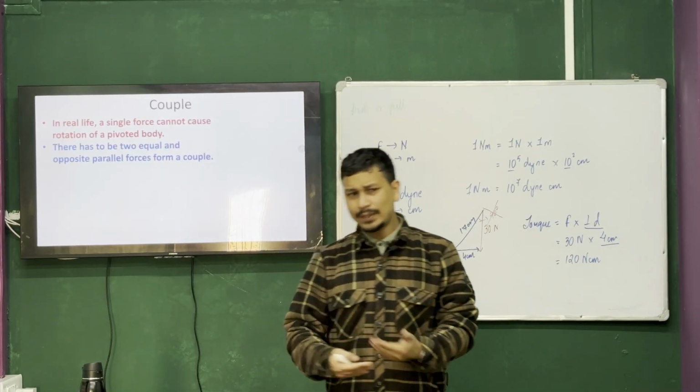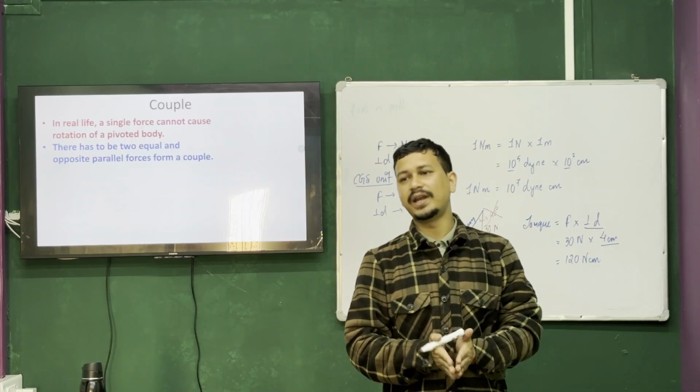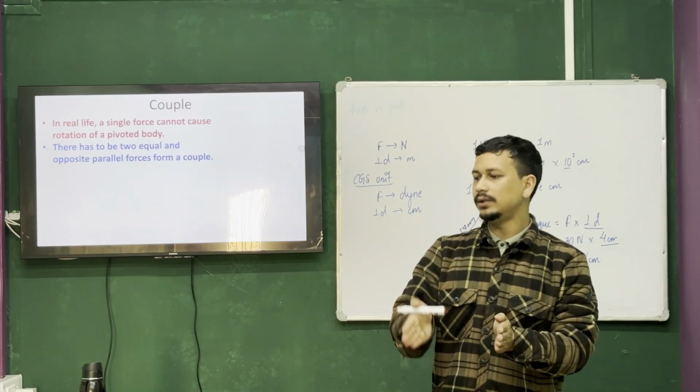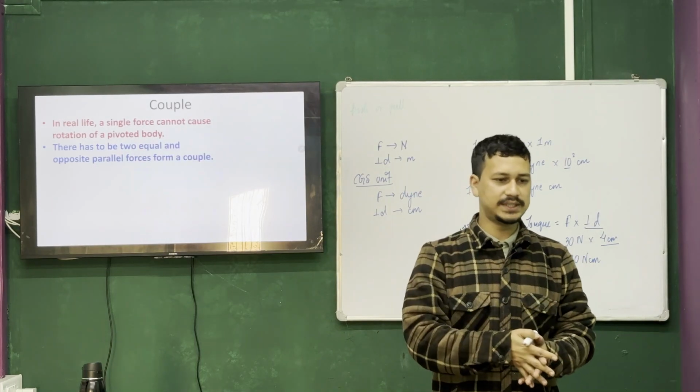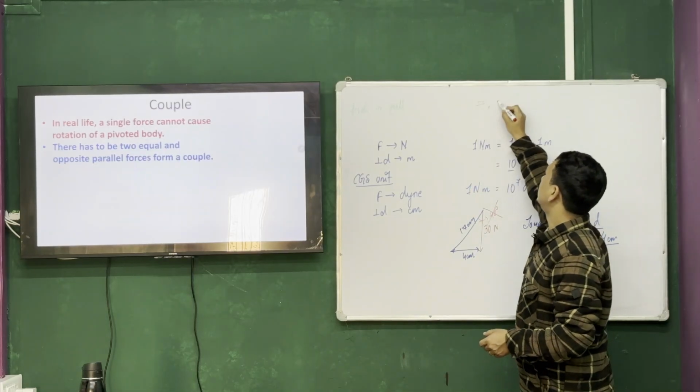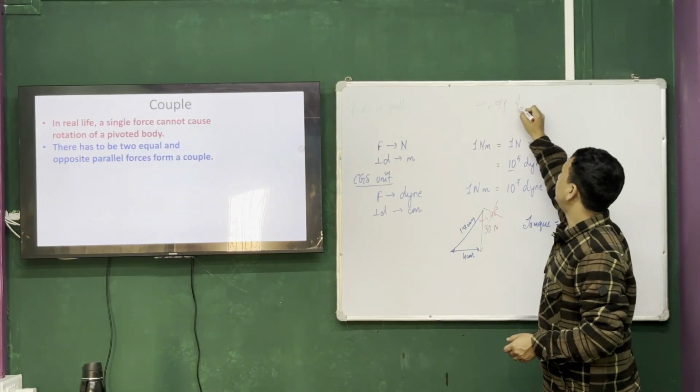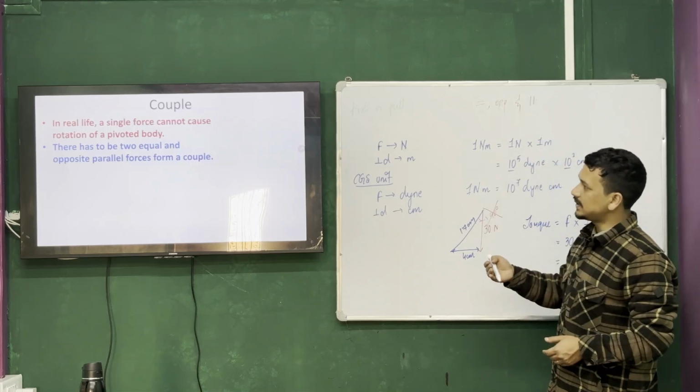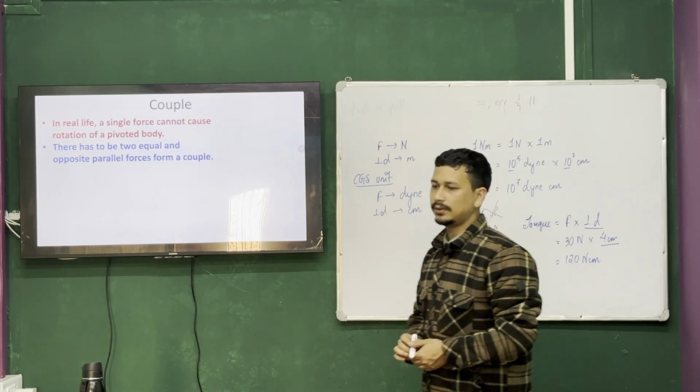So then what is a couple? A couple is when there are two equal, opposite, parallel forces. So what are the three important words? Equal, opposite and parallel forces, they form a couple.